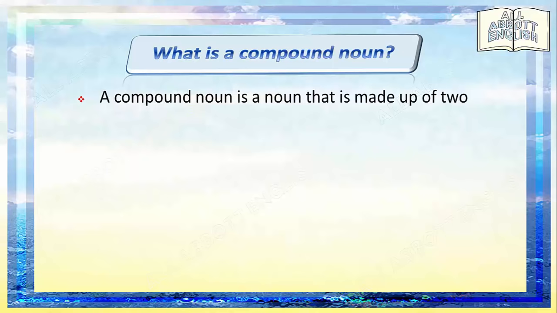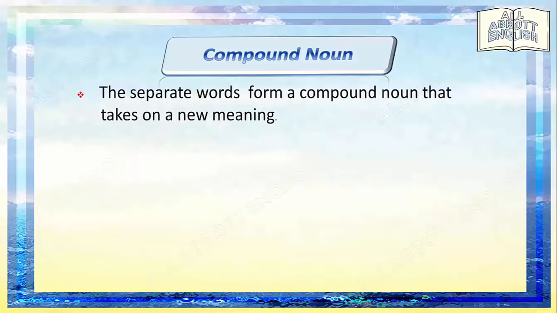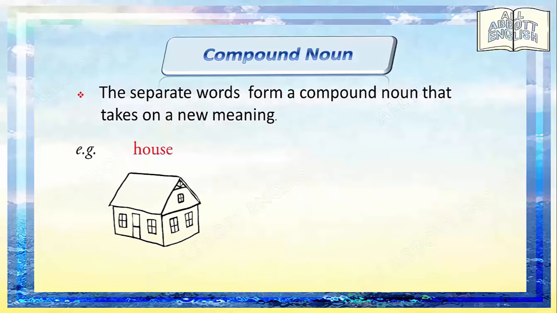What is a compound noun? A compound noun is a noun that is made up of two or more words. For example, washing plus machine is washing machine. Tooth plus brush is toothbrush. Clean plus cut is clean cut. The separate words, which are joined or used together, take on a new meaning. For example, house plus fly is housefly.